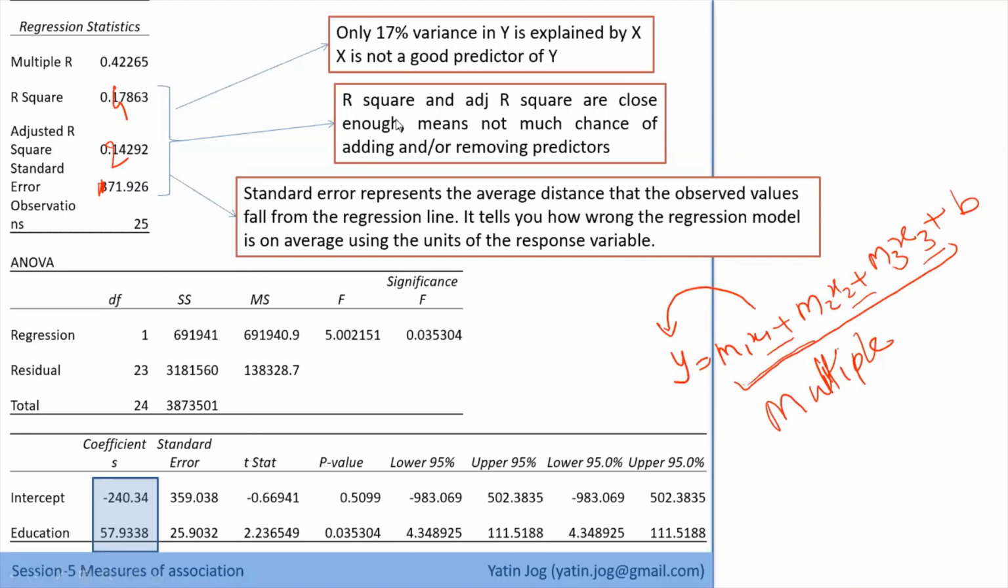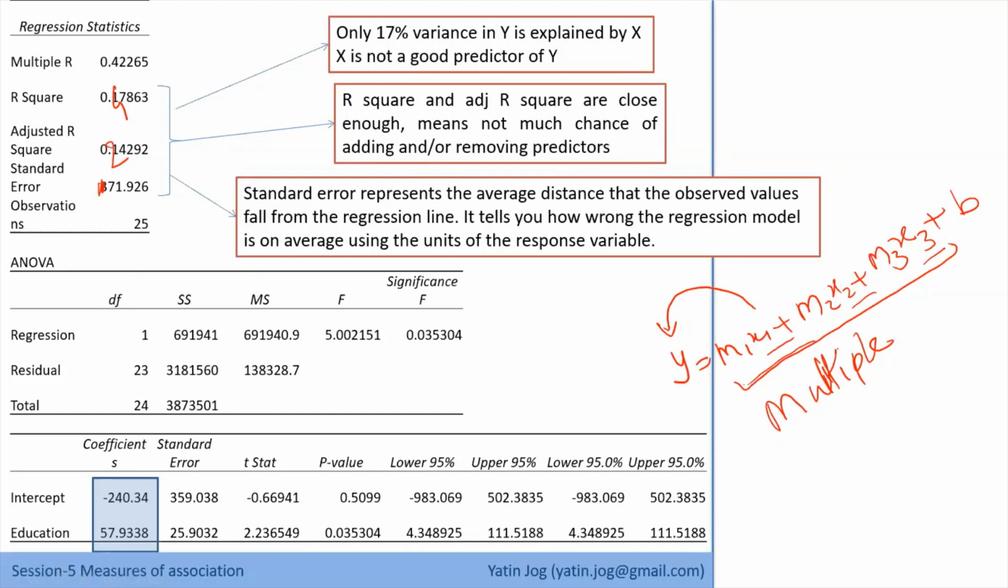So you can see the explanation: if R square and adjusted R square are close enough, it means not much chance of adding or removing any predictors, any independent variables. So that is the meaning of adjusted R square. When you combine the analysis with R square, adjusted R square, and standard error, you can tell a lot of things about your data model.